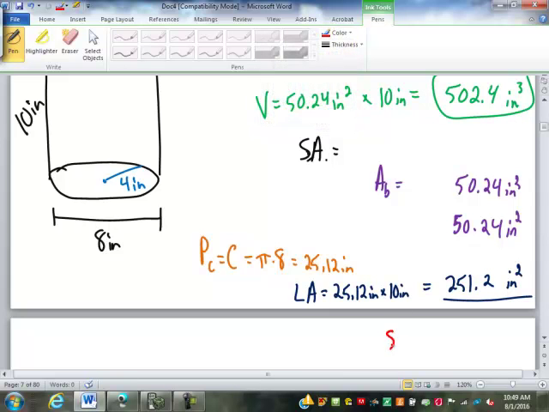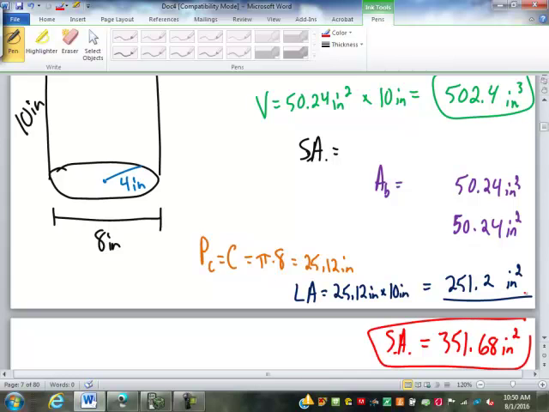Adding that all up gives us a total surface area of 351.68 inches squared. How many get that? Good deal. Any questions on that one?